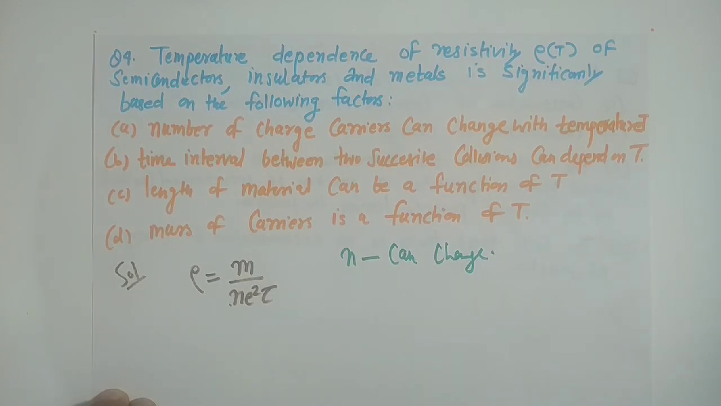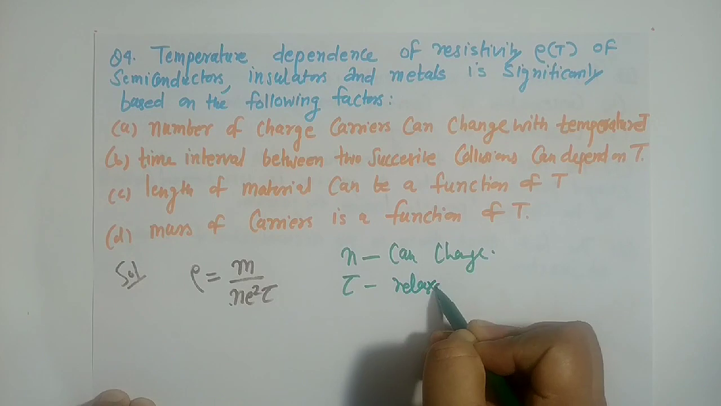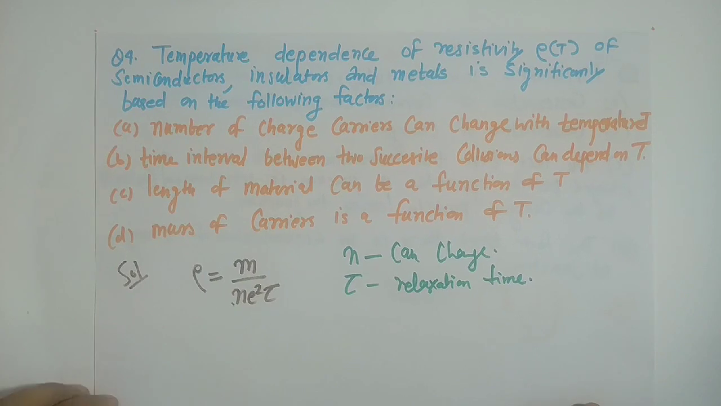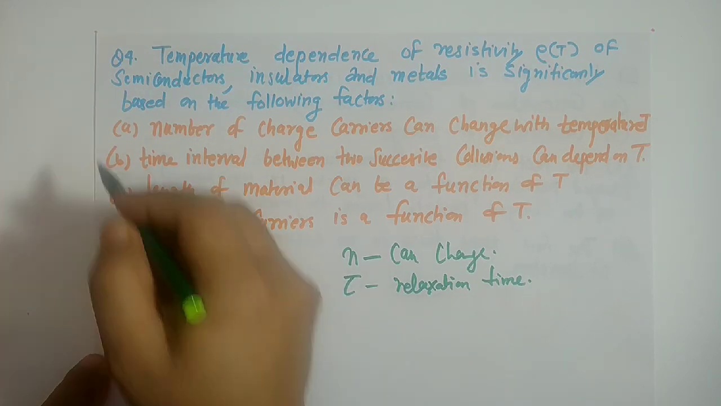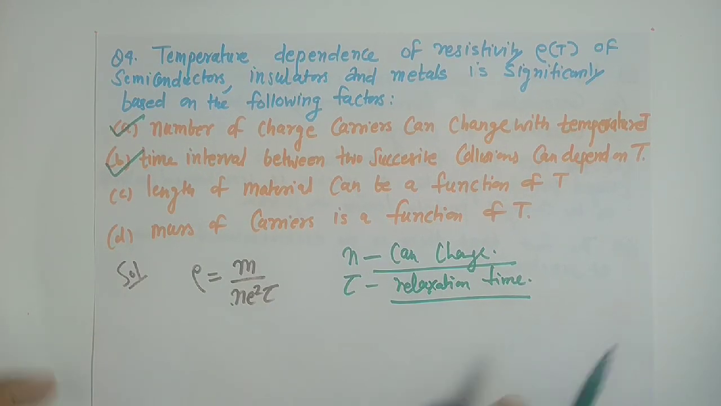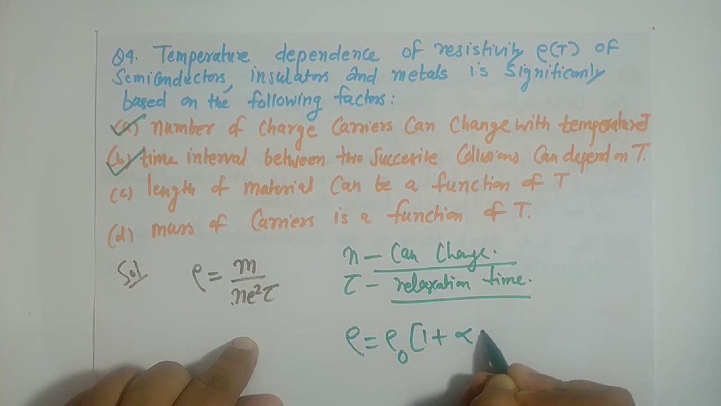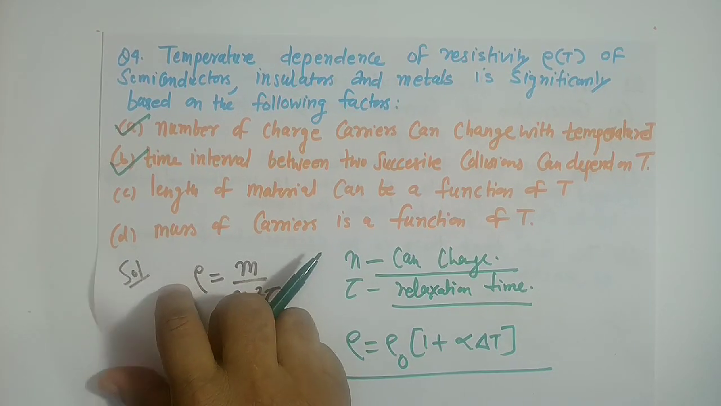And the second option is that the time interval between two successive collisions can depend on T. Yes, that is the relaxation time. You know that if you increase the temperature, the relaxation time decreases and resistivity increases. Length of the material, no meaning of that. Mass is not a function of temperature. So these are the two options, that means A and B are correct: n can change, relaxation time can change. That is the temperature dependence. And all of you know rho is equal to rho naught into 1 plus alpha delta T. This relation you know. So this is question number 4. Okay, now I am coming to question number 5.